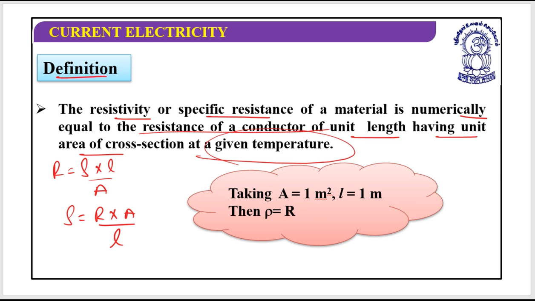So if I make the area of cross section a unit, unit area of cross section, and if I make the length of a conductor unit, a conductor of unit length, then resistance is numerically equal to the resistivity of the conductor. So if I take A equal to 1 meter square and length equal to 1 meter, then resistivity is equal to the resistance, or I can say it is numerically equal.